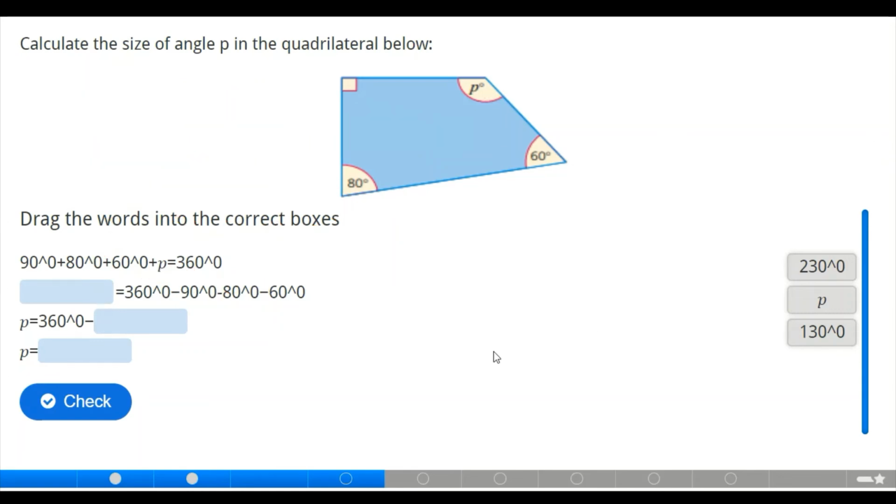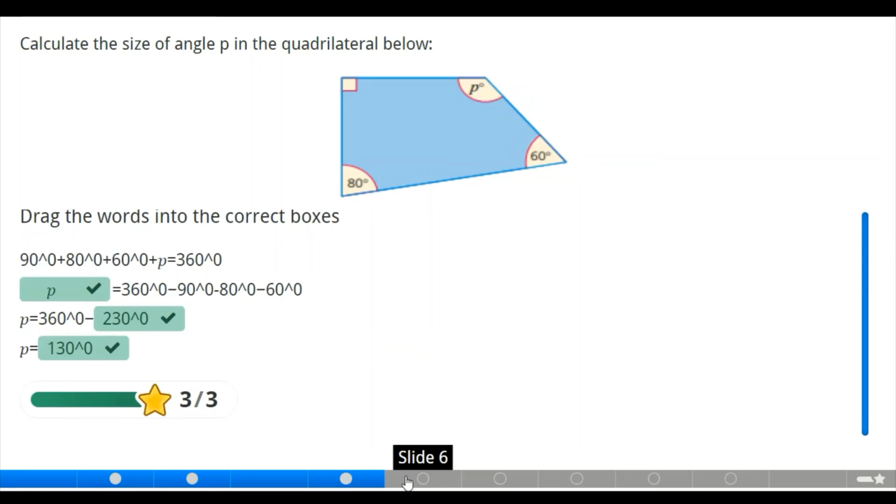What are we looking for here? We are looking for P, which is P degrees. Now, with these rules, we have minus 90 minus 80 minus 60, which will give us minus 230. So 360 minus 230, what would that be? That's 130 degrees, and that gives us the solution to the problem.